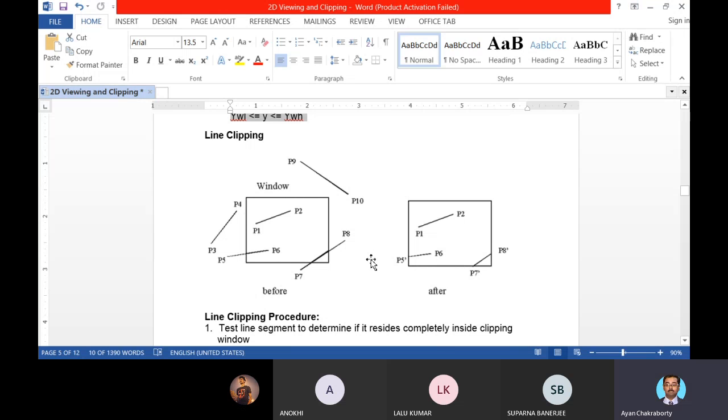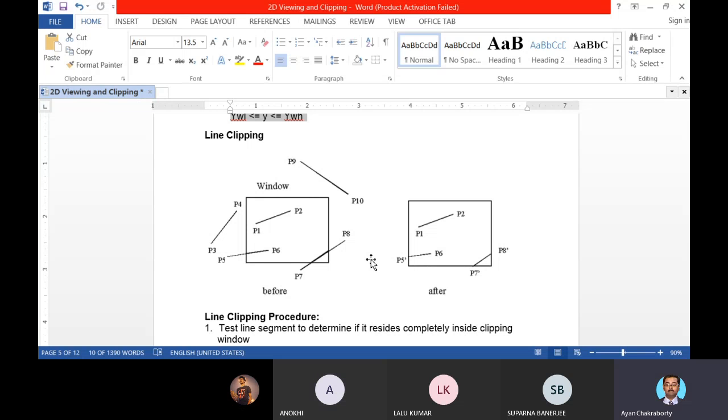Yes, completely visible. That is absolutely correct. Completely visible, which is completely inside the window frame. Next one, the partial. Exactly. Absolutely. Partial visibility. That is like P5, P6 and P7, P8. Like these two straight lines, a particular portion which is inside the window frame will be the only portion visible to the viewer. That is called partial visibility. Absolutely correct. And the last one?